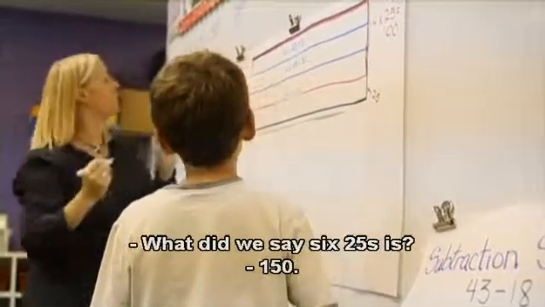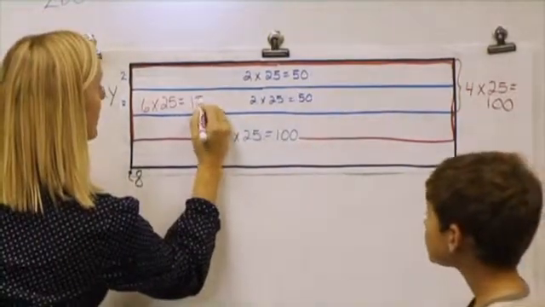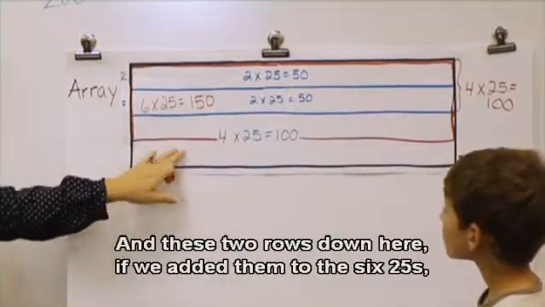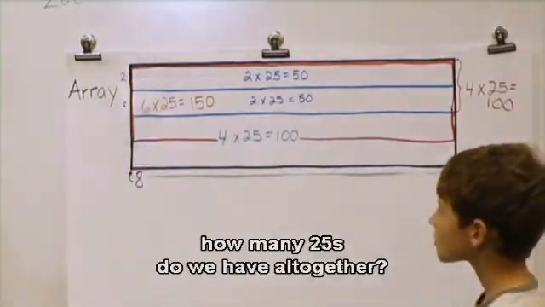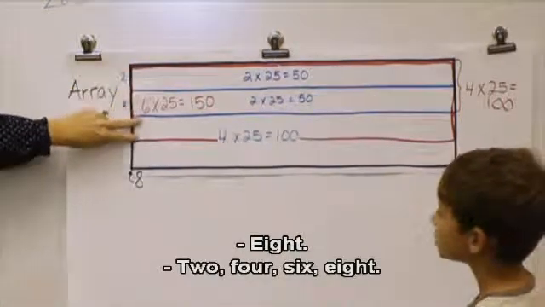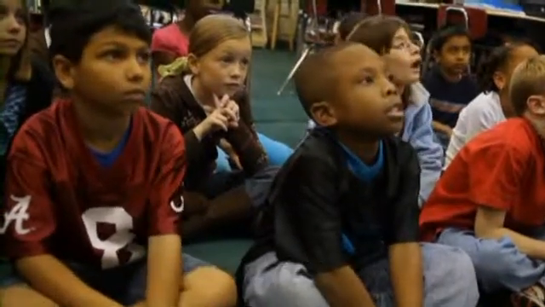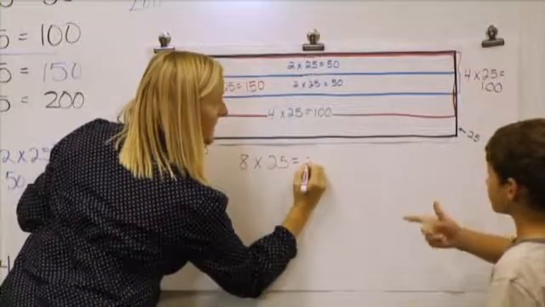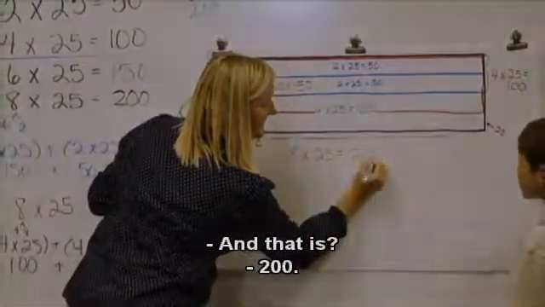So what did we say 6 25s is? 150. Okay. And then these 2 rows down here, if we added them to the 6 25s, how many 25s do we have altogether? You have 8. 2, 4, 6, 8. We have 8 25s. And that is 200. 200. Okay.